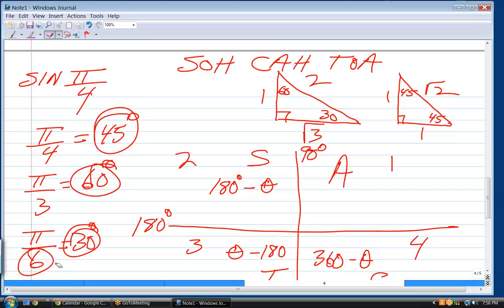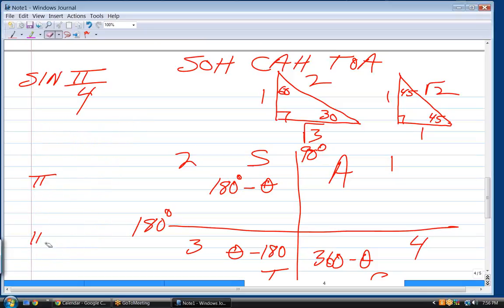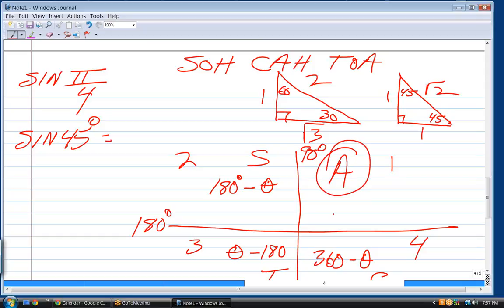As long as you have just pi in the numerator, it's pretty easy to convert these, and eventually you'll memorize these, so you won't have to do that conversion factor. In other words, you'll know that pi over 4 is 45 degrees. So now the problem is the sine of 45 degrees. What is it? It's first quadrant. I forgot what to do if it's first quadrant. They're all positive in first quadrant.